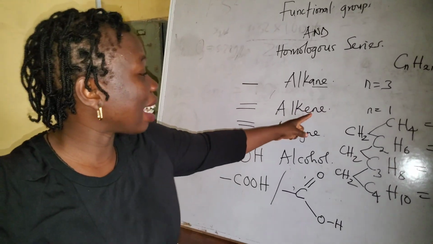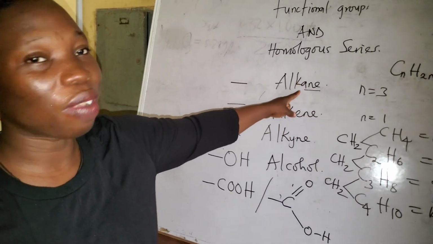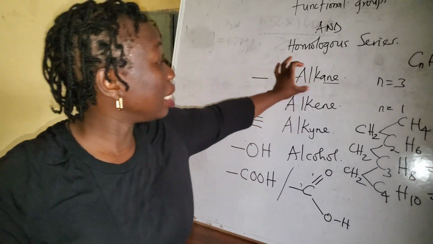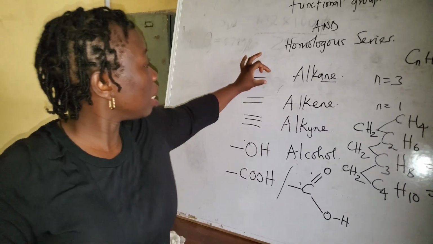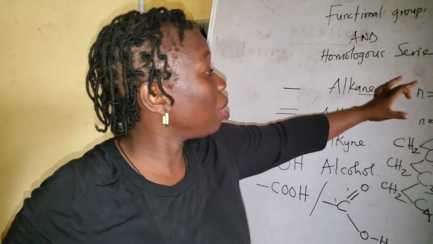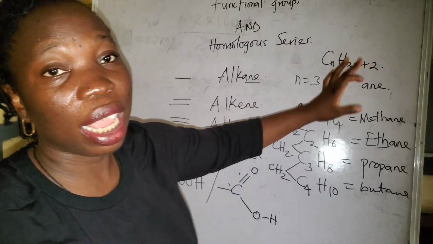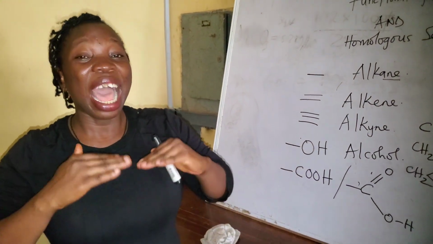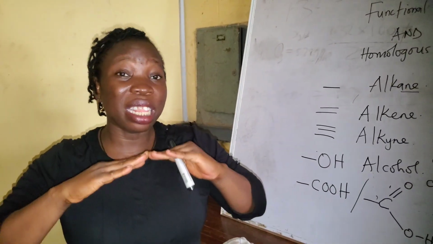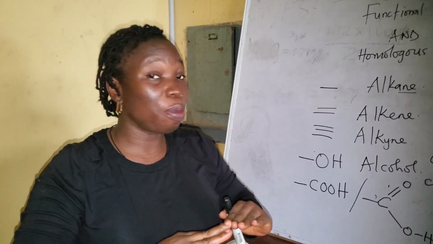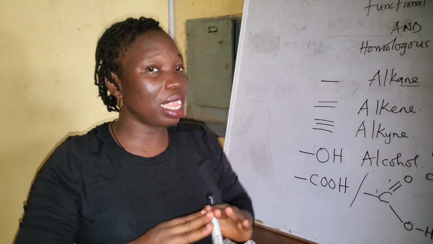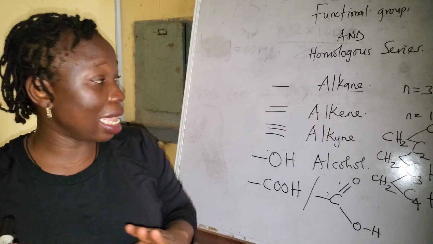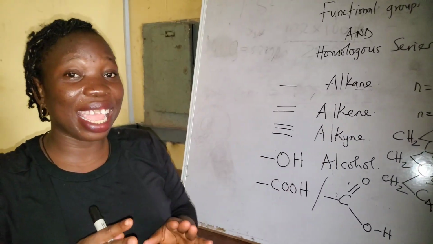But you cannot say alkane is a homologous series of alkene. No. Why? Because they have different names. This is alkane. Alkane is represented with a single bond and a general formula of CnH2n+2. So members of the same family must have the same functional group, and they must have the same naming, the same suffix, which is ane. For alkene, the family suffix is ene. For alkyne, the family suffix is yne.